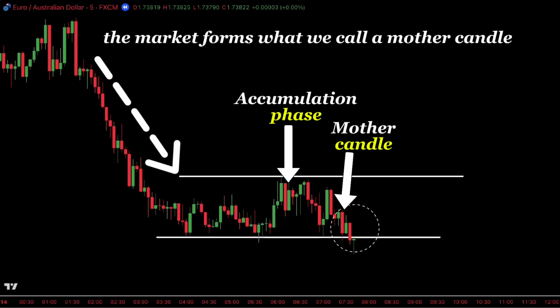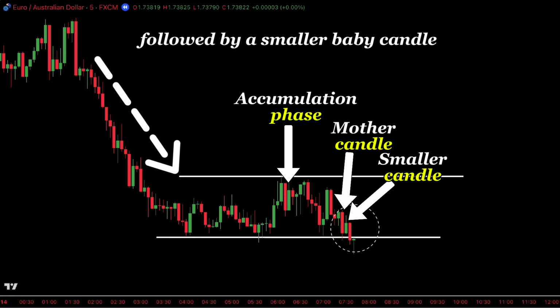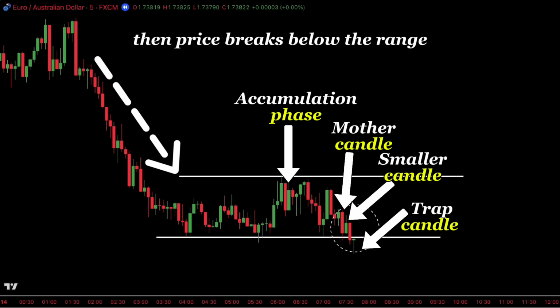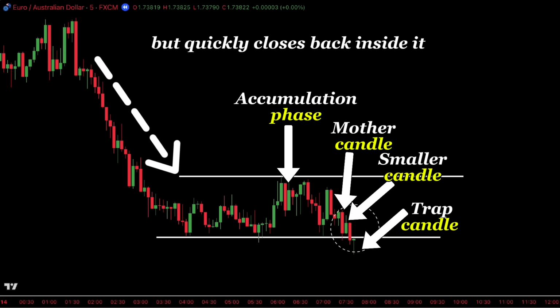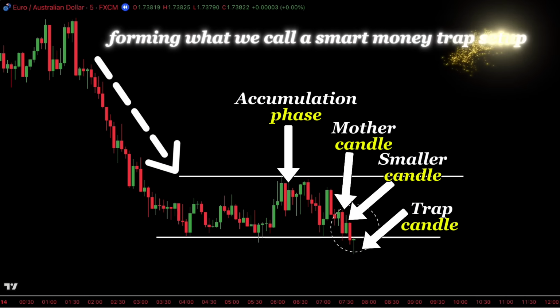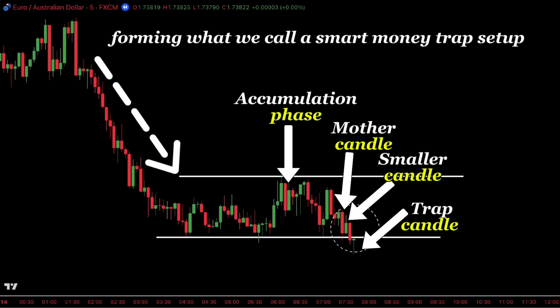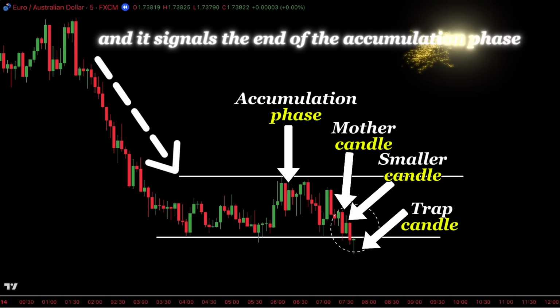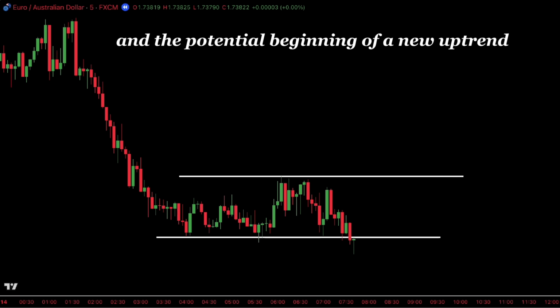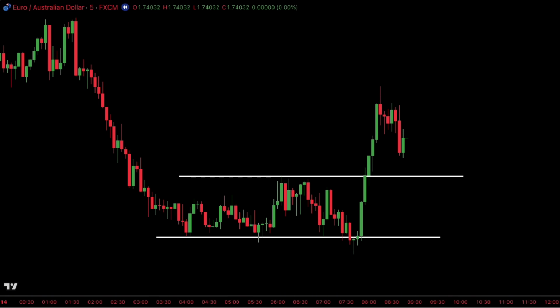The market forms what we call a mother candle, followed by a smaller baby candle, the inside bar, showing consolidation. Then price breaks below the range, but quickly closes back inside it. After that, another candle sweeps liquidity below the support level, forming what we call a smart money trap setup. This is also known as a spring, and it signals the end of the accumulation phase and the potential beginning of a new uptrend. As you can see, the market moved up exactly as expected.